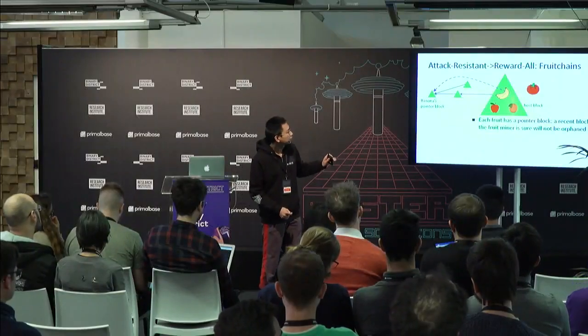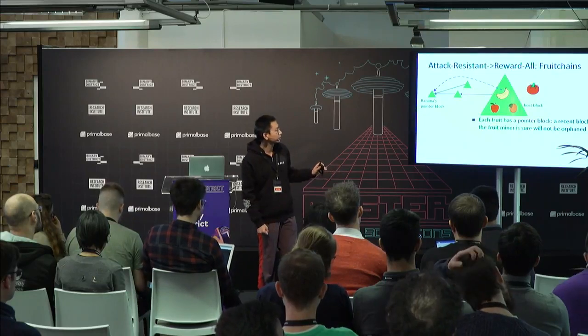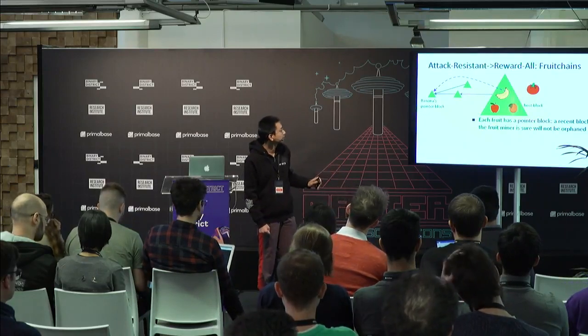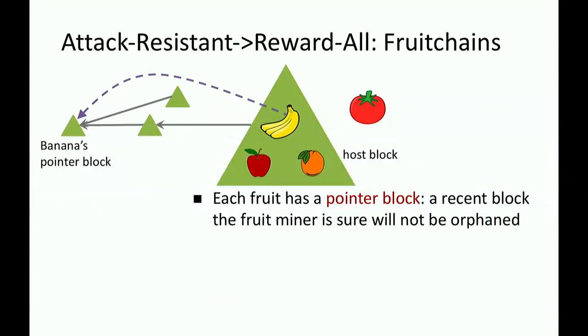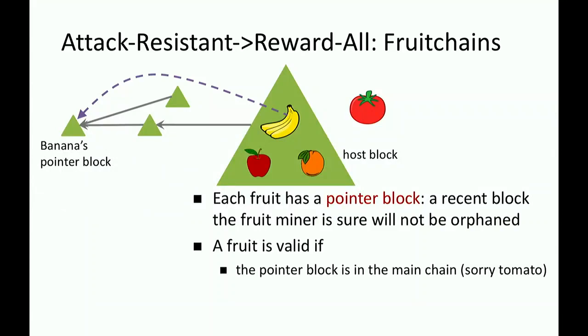And each fruit has a pointer block, which is a recent block the fruit miner is sure will not be orphaned. The banana's pointer block is this one. And the fruit is valid if the pointer block is in the main chain. If the pointer block is orphaned like the tomato, the fruit is no longer considered a valid proof.